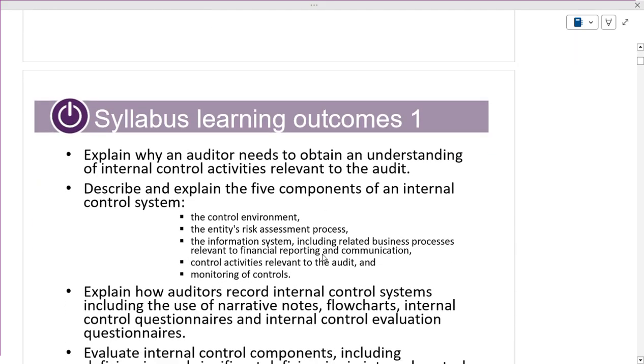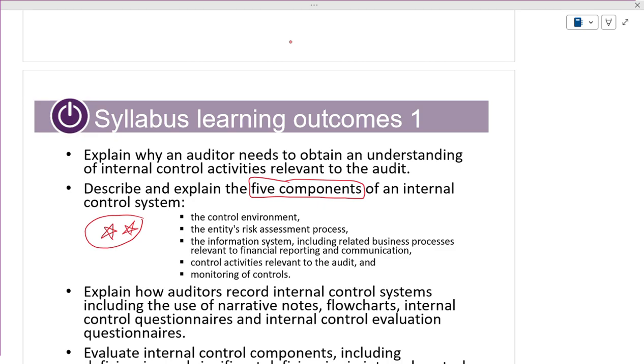What is the control environment? This is a very, very important topic. Very, very important. I am putting 2 star marks. Okay, now you can understand how important it is. Explain why there is a need for the auditor to have an understanding of internal control activities relevant to the audit.